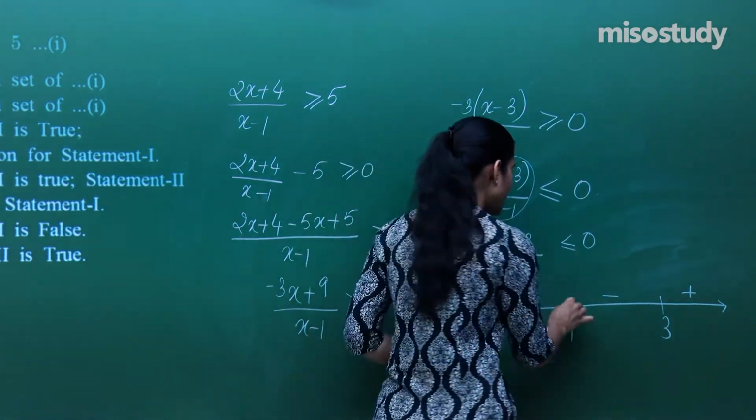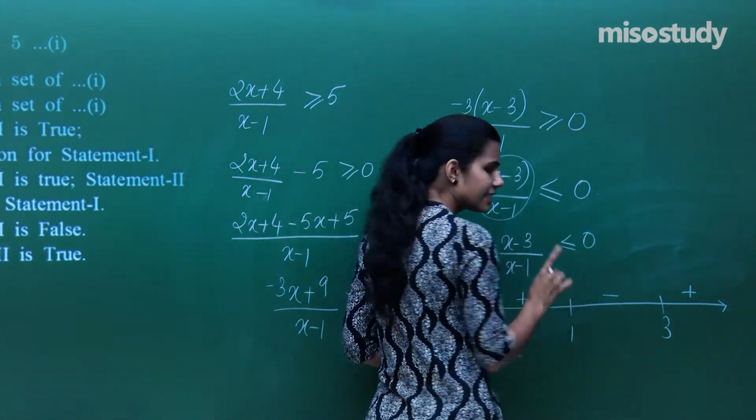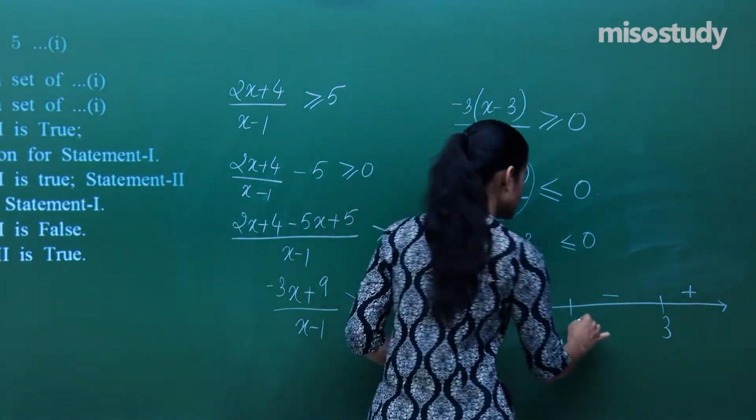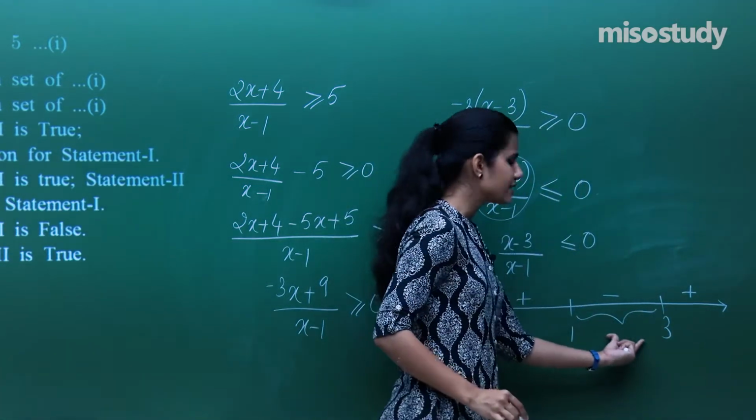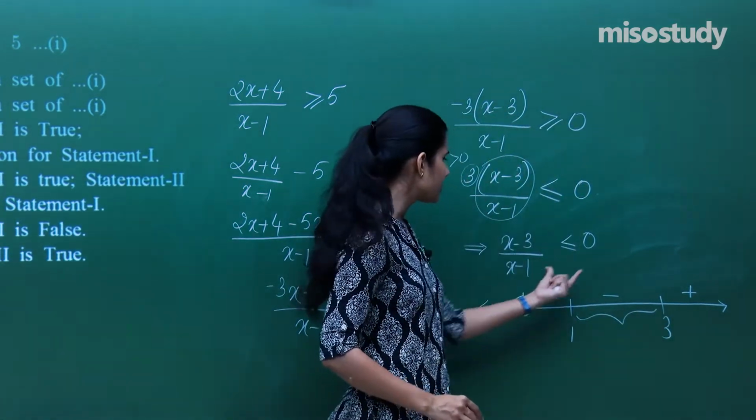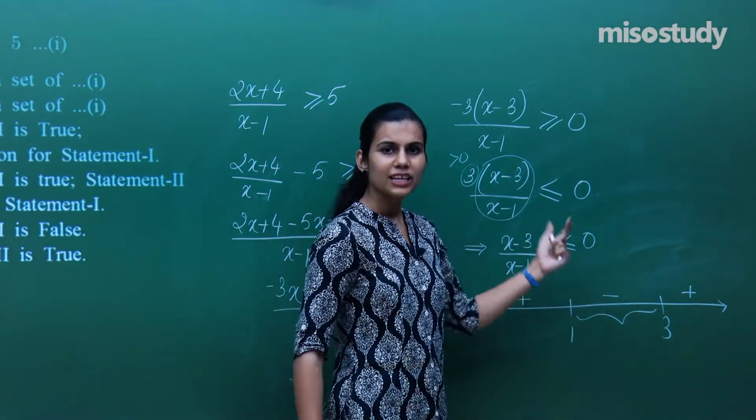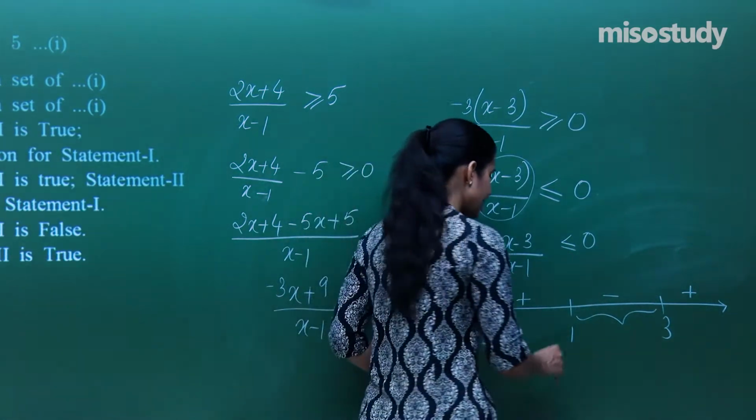So first of all, our favorable region is this, because whenever x is coming from this region, (x minus 3)/(x minus 1) is negative. But equal to 0 is also allowed. Can I take 1? No.